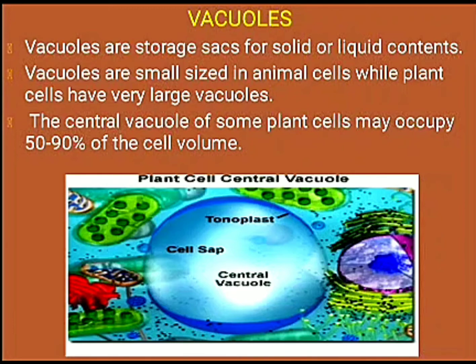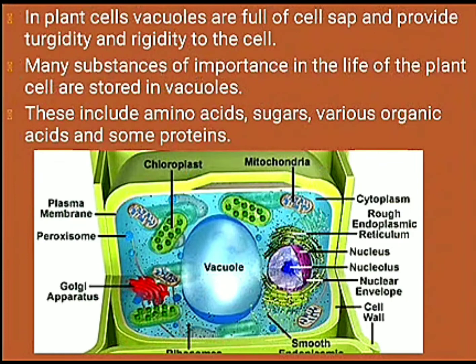Vacuoles are very small in size in animal cells compared to the size in plant cells. In plant cells, vacuoles are full of cell sap and provide turgidity and rigidity to the cell. Many substances of importance in the life of the plant are stored inside vacuoles. These include amino acids, sugars, various organic acids, and some proteins.